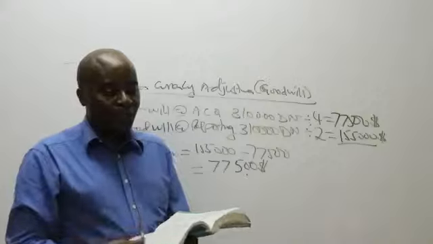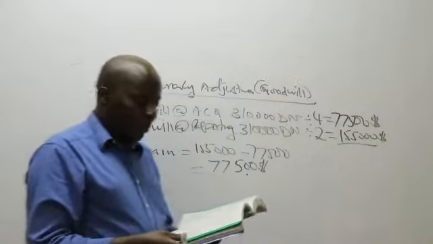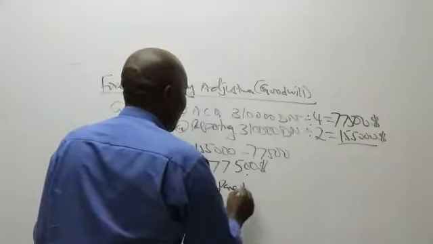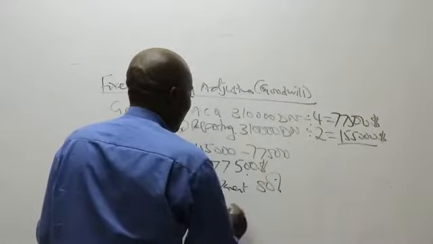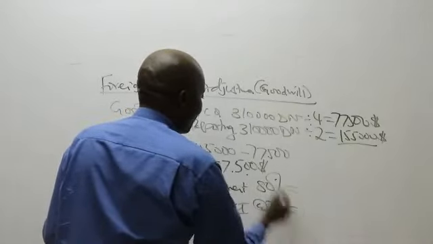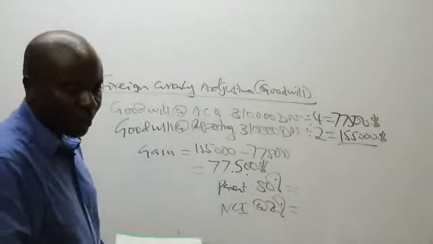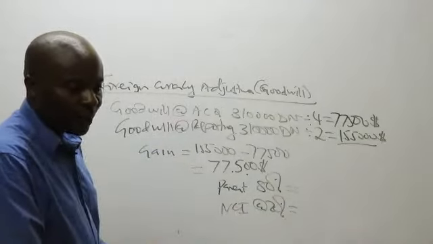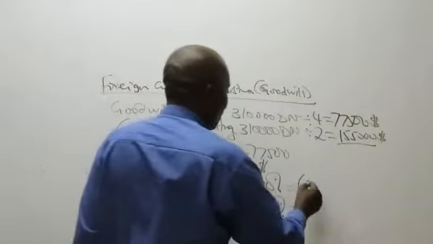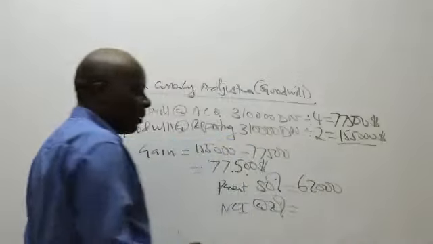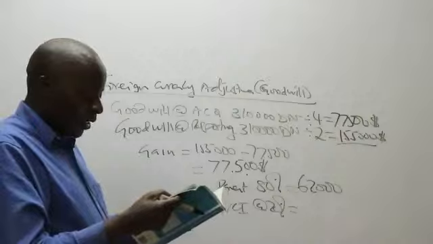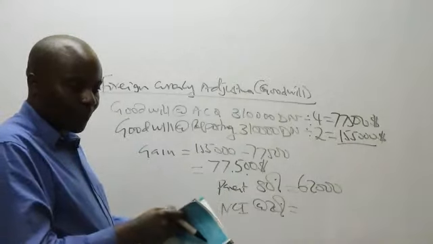We share out, isn't it? We share out the parent. Parent will be 80%. NCI will be 20%. I'm almost home. So 80% of this, 20%. Please give me these figures. I'm finishing. Trust you me, Numero tells me it is 62,000. How about NCI? 15,500.